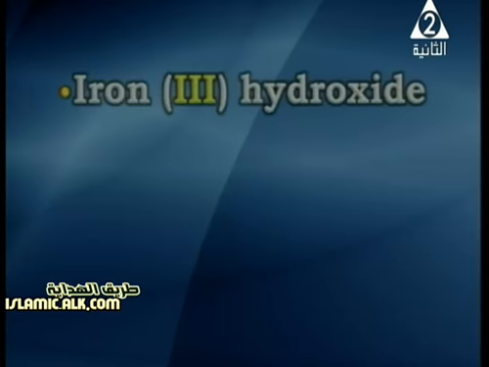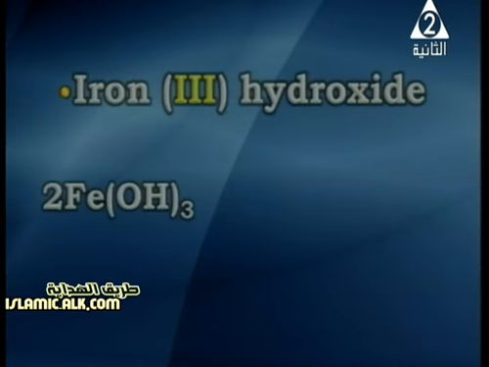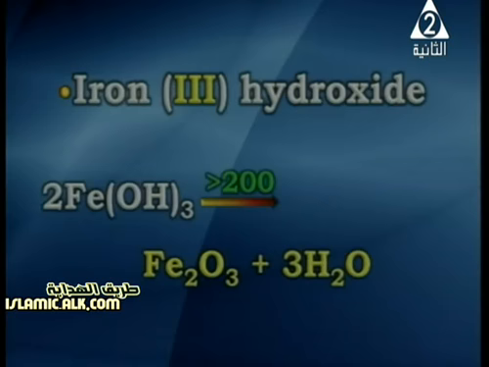The effect of heat on iron 3 hydroxide Fe(OH)3: it is heated above 200 degrees Celsius. It gives iron 3 oxide and water is produced.